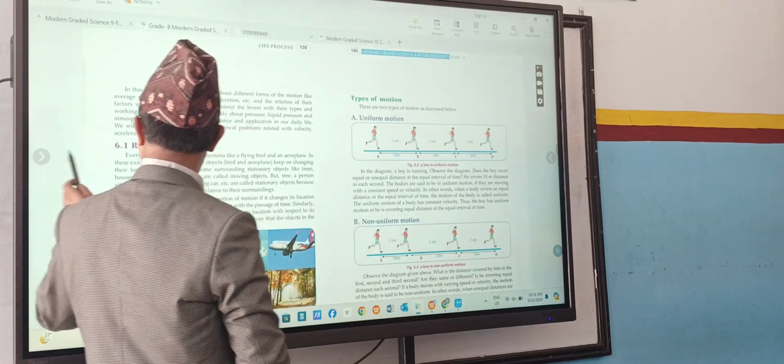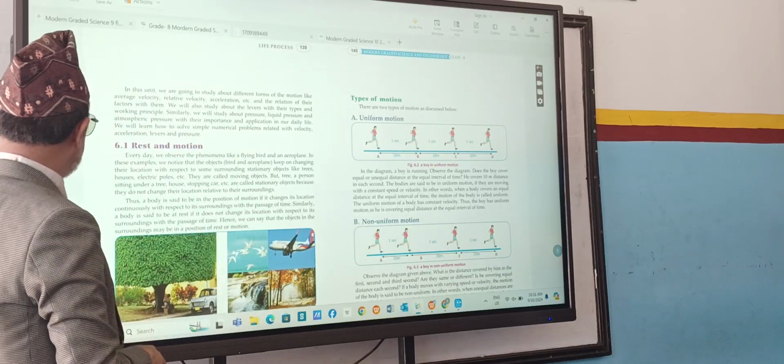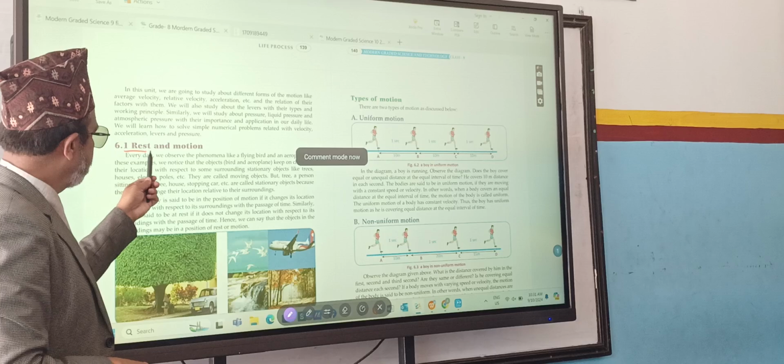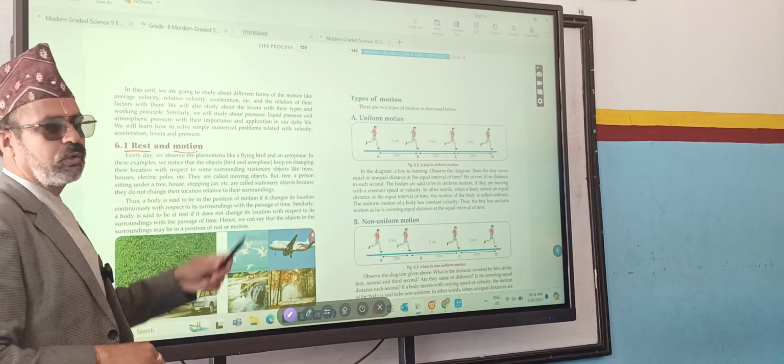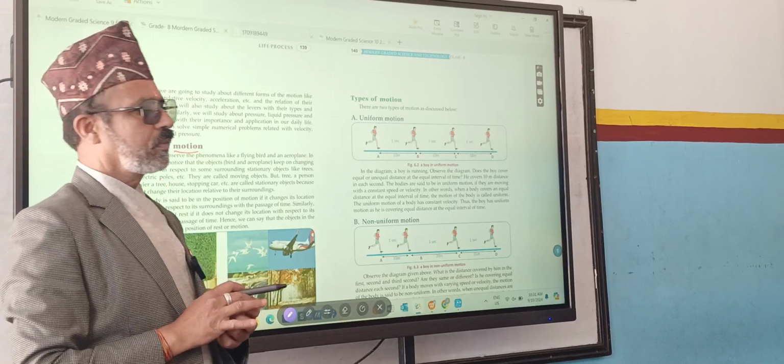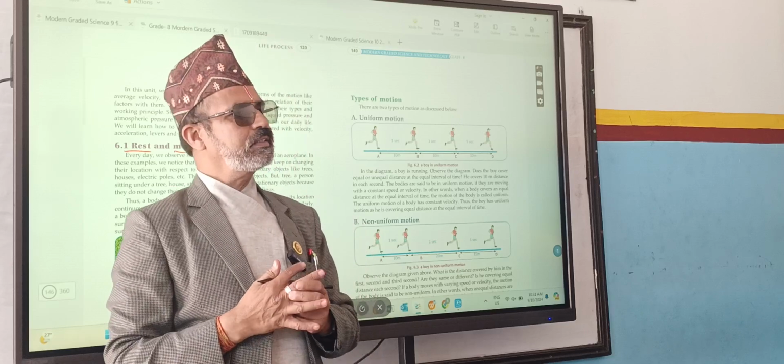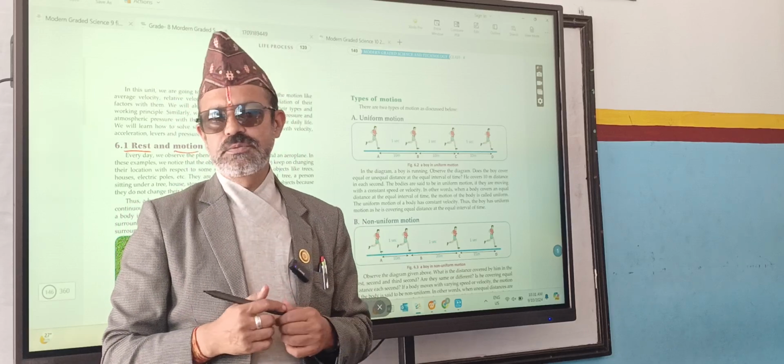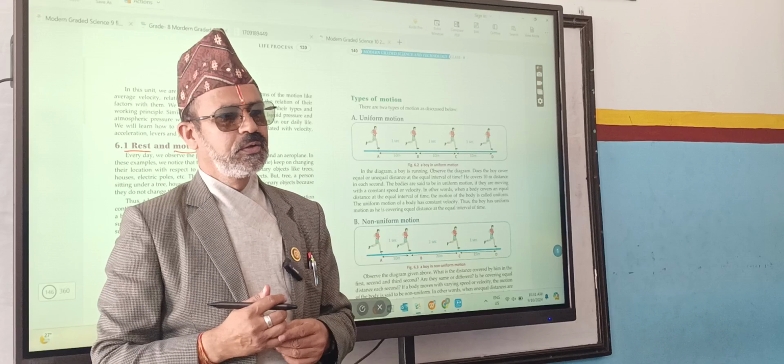Okay. What is given here? Two things are given. What is one? What is next? Motion. How to define rest and how to define motion? What is rest?